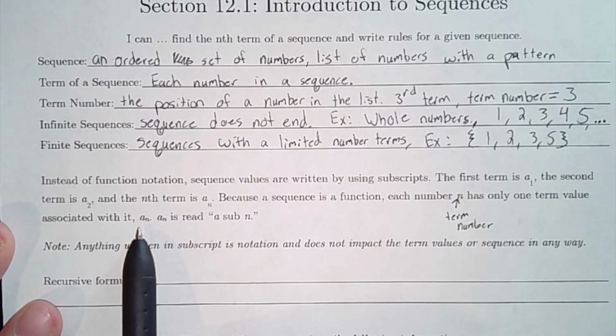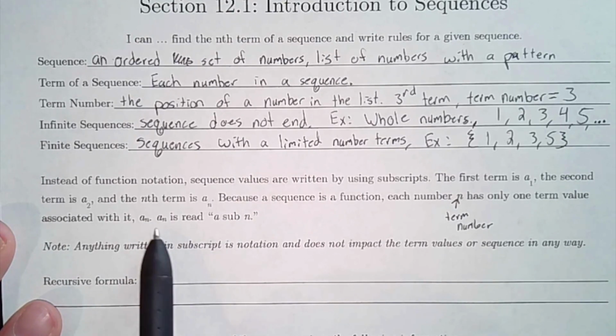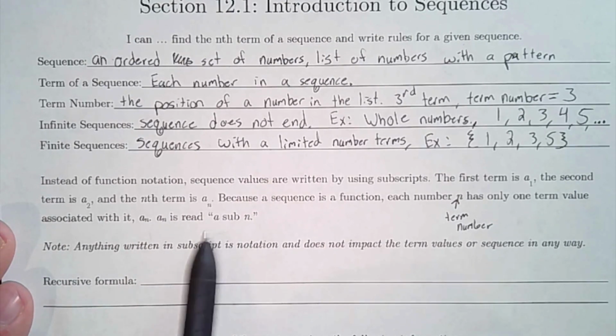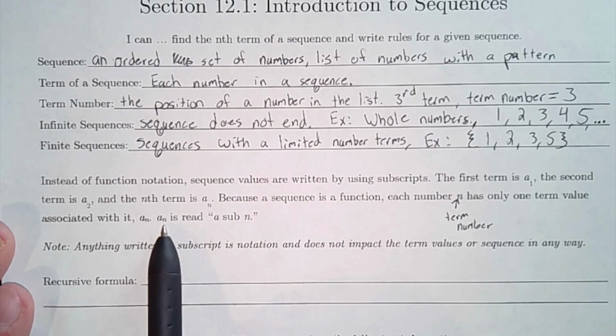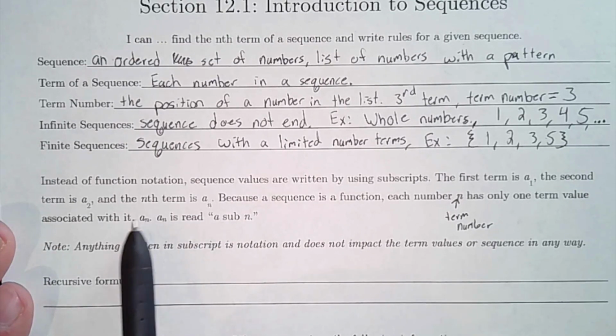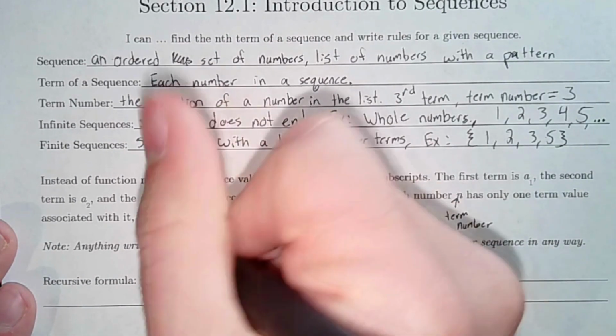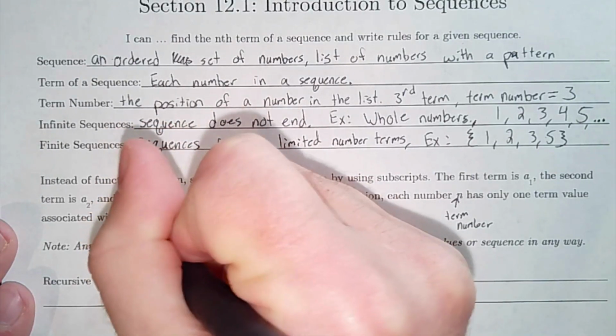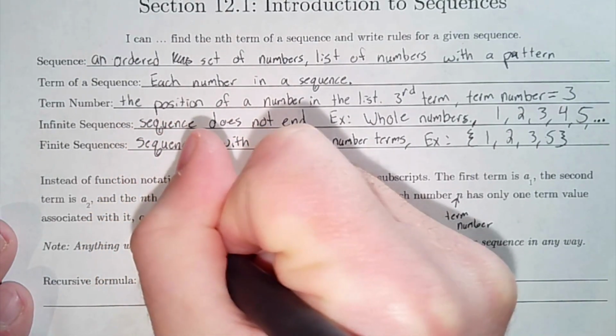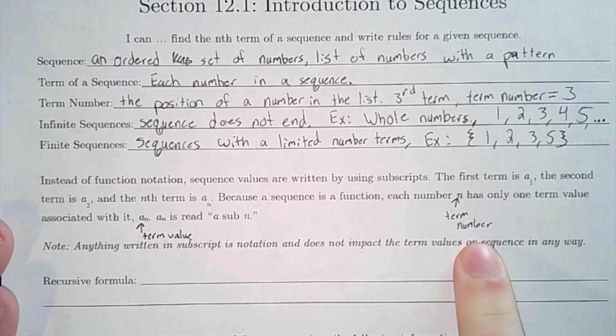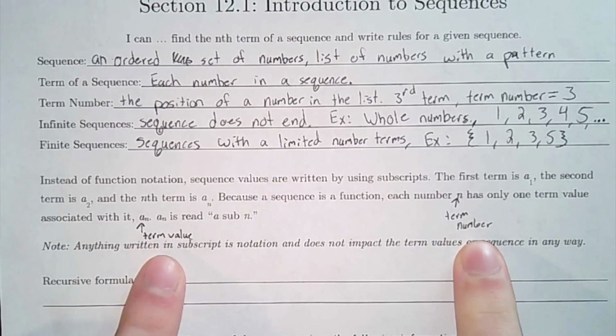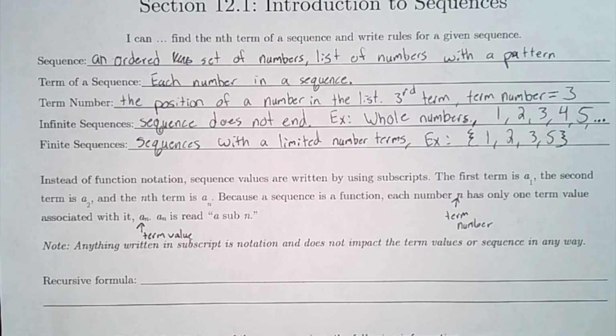Okay, and I just said this little piece here. We read this as a sub n. We always say sub and then whatever's down below. So this is a sub n, and that's going to be the term value that goes with it. So a sub n is the term value. N is simply the term number. Okay, so it's the position where this is the actual number that sits in that position. Okay, and that starts to get a little confusing because we're going to use those in different ways and different types of formulas as we start to go.